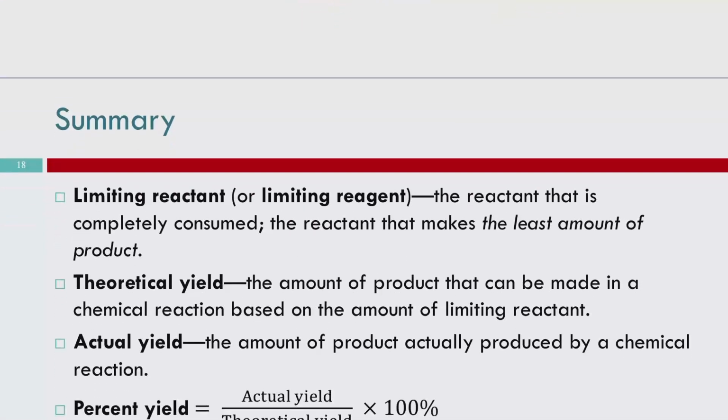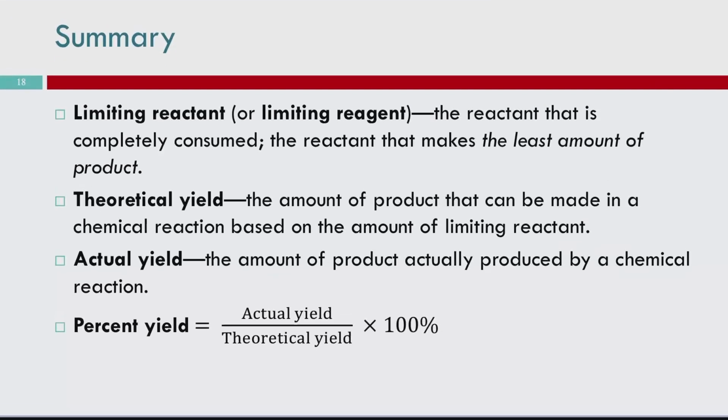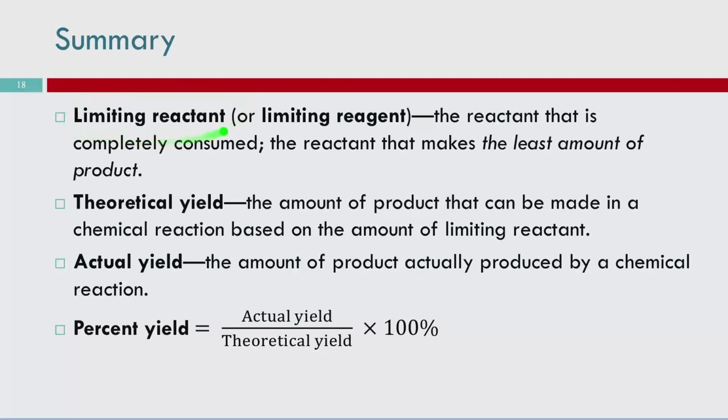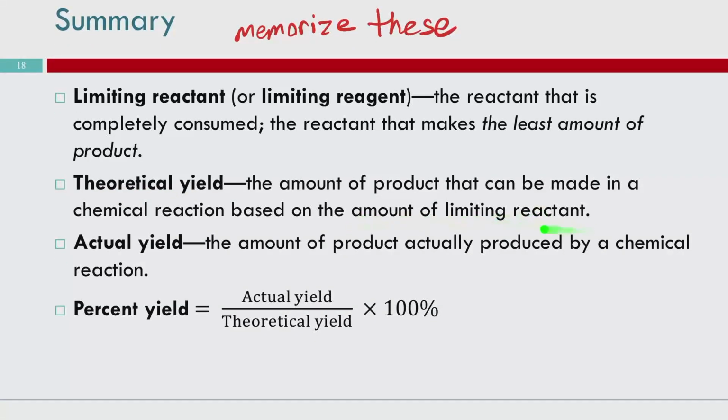So a summary of some of these terms. We've got limiting reactant. Our limiting reactant is the one that runs out first. It's completely consumed, it runs out, it makes the least amount of product. Our theoretical yield is the amount that we can make based on the amount of limiting reactant. And this assumes that everything goes perfectly. And it never does, but we still assume that it will.